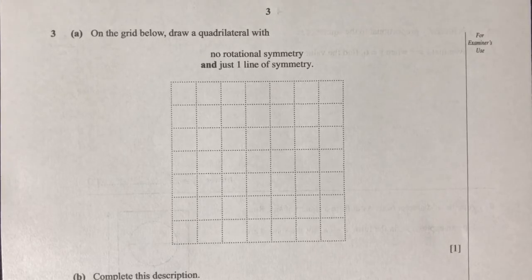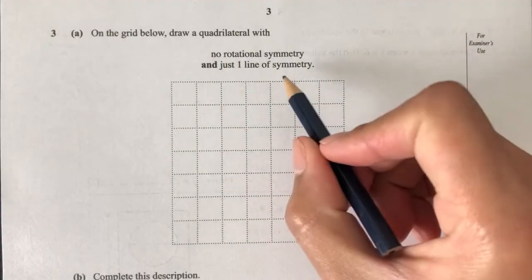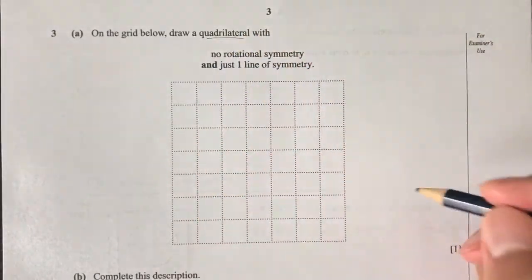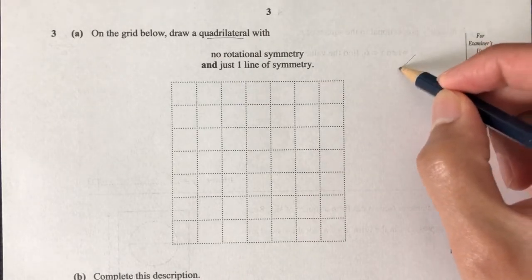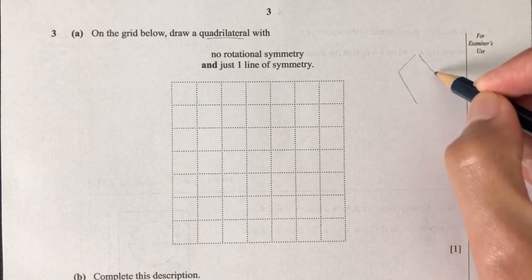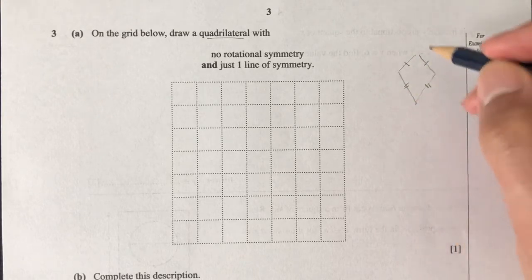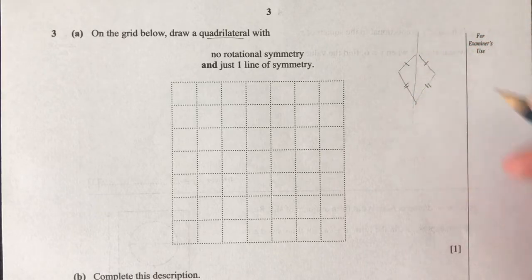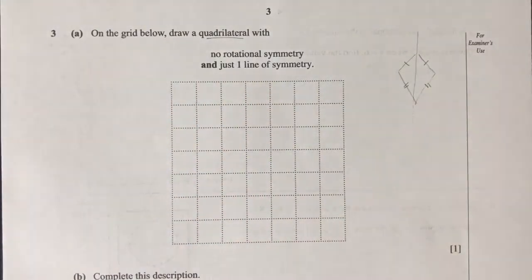Question number 3. On the grid below, draw a quadrilateral with no rotational symmetry and just one line of symmetry. What shape do you know that has no rotational symmetry and just one line, which is a quadrilateral? From experience, from practice, you will know that this shape will be a kite. A kite has these two sides alike and these two sides alike, and only one line of symmetry in the middle. So here we have to draw a kite to answer part A.